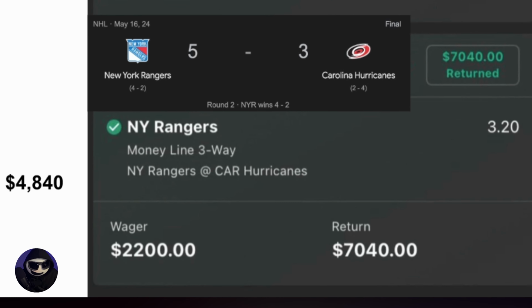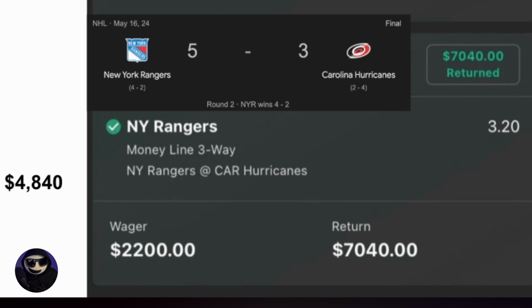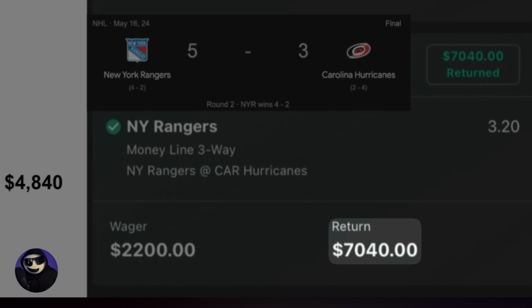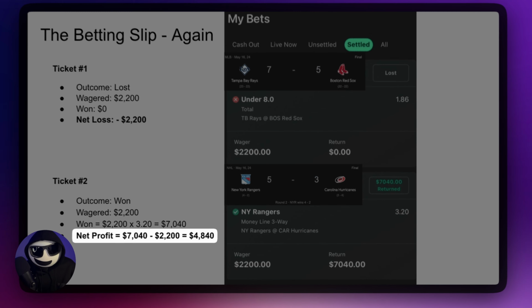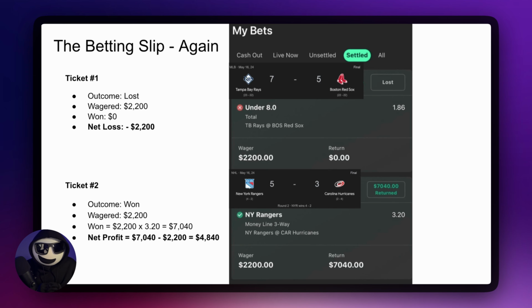But in the second slip, I bet on the New York Rangers in hockey to win outright, and I won. So to calculate the payout, you multiply the wager, 2,200, by the odds, 3.20, and you get this number right here in return. To find your profit, you subtract your initial wager from the total amount returned, and that's how much money I made from this play. So the day ended, and I did make some profit just because of the better odds on the New York Rangers.